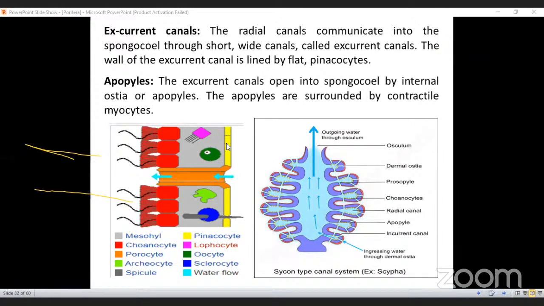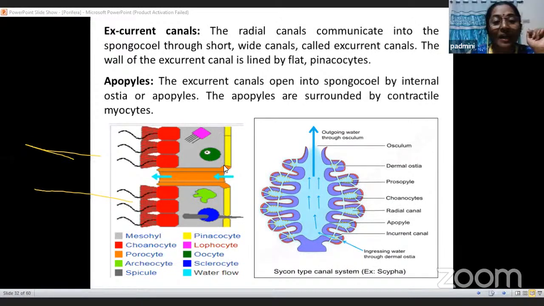And then you have a flat cell. What is this cell called?